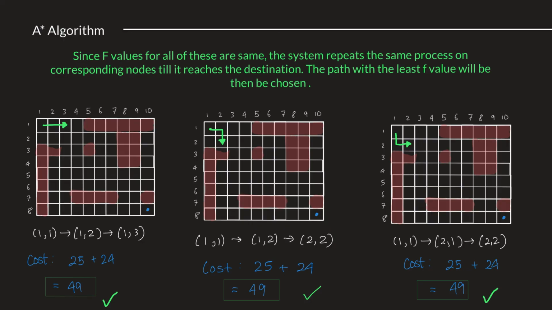So, a difference between the A star algorithm and Dijkstra's algorithm is that the A star algorithm will guess the shortest path. This is not guaranteed to be the shortest path. But the reason we use the A star algorithm is because it's much faster than Dijkstra's algorithm. And just to stress it again, it will guess the shortest path, but it might not be the shortest path.